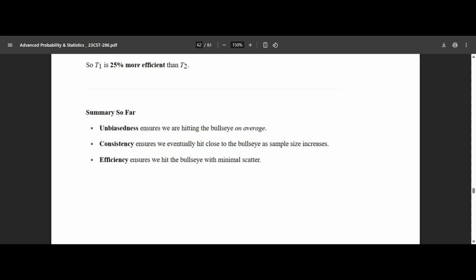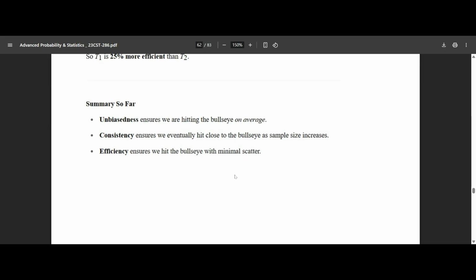So अब तक हमने क्या पढ़ा है? Estimator and these three properties of estimator: unbiasedness, consistency, and efficiency. Unbiasedness ensures that we are hitting the bullseye on average. Consistency ensures we eventually hit close to the bullseye as the sample size increases. And efficiency ensures we hit the bullseye with minimum scatter. Okay.